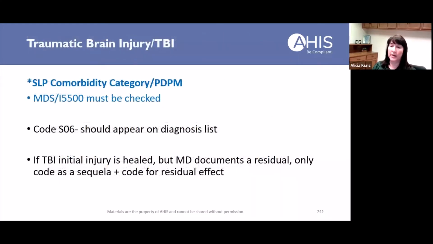Traumatic brain injuries is a speech and language pathology comorbidity category. So for traumatic brain injuries section, there's a checkbox I-5500 on your MDS that would need to be checked off. But for your coding purposes for your diagnoses list, a code from category S06 should also be on your diagnoses list. And then if they had a traumatic brain injury in the past and it's healed, but they have some sort of residual or sequela, then make sure you're coding it as a sequela code, and that your injury code has an S on the end for sequela.